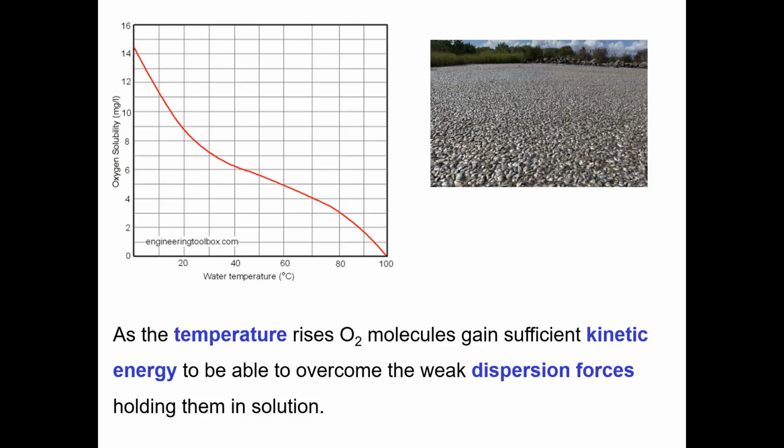So a typical solubility versus temperature chart for a gas looks just like the one for oxygen. Here we have oxygen concentration in milligrams per liter and temperature in degrees Celsius. And you can see, while it's not linear, there is a negative correlation between increasing temperature and solubility of oxygen. And the reason being, as the temperature rises, the oxygen molecules gain sufficient energy to overcome the weak dispersion forces that are holding them in solution.